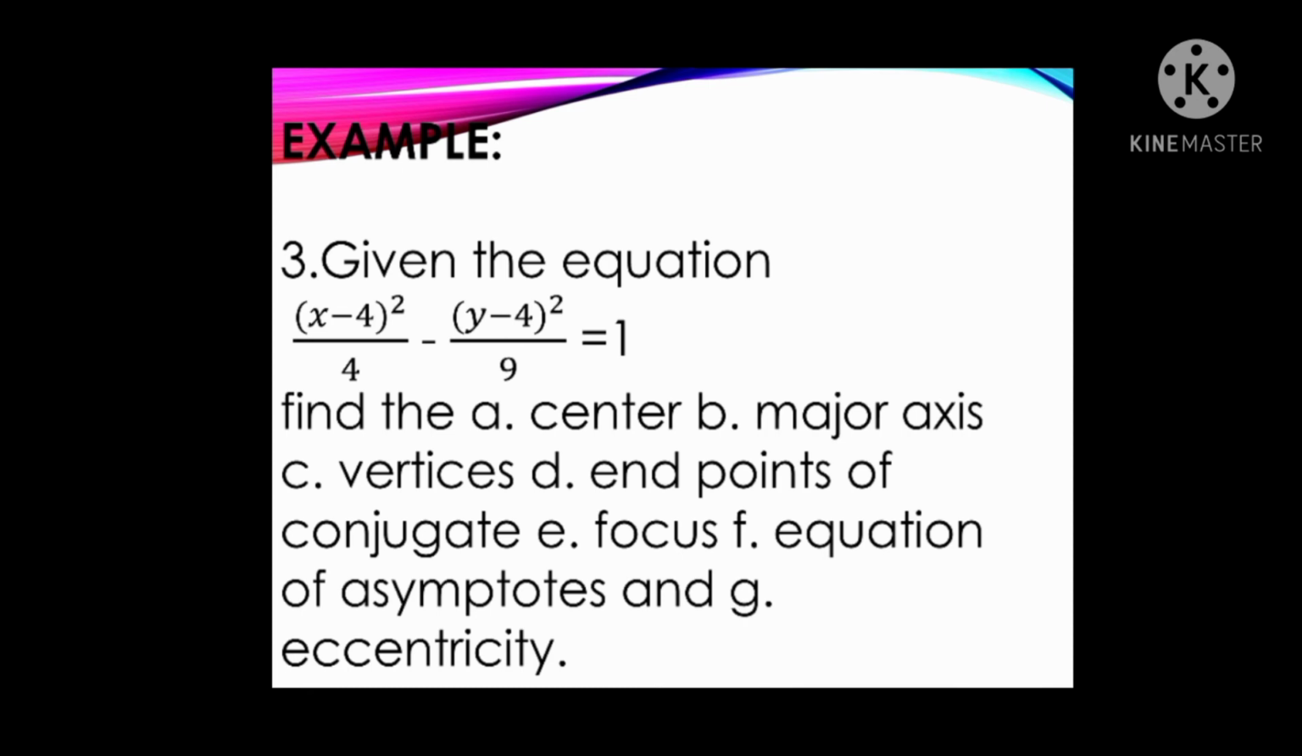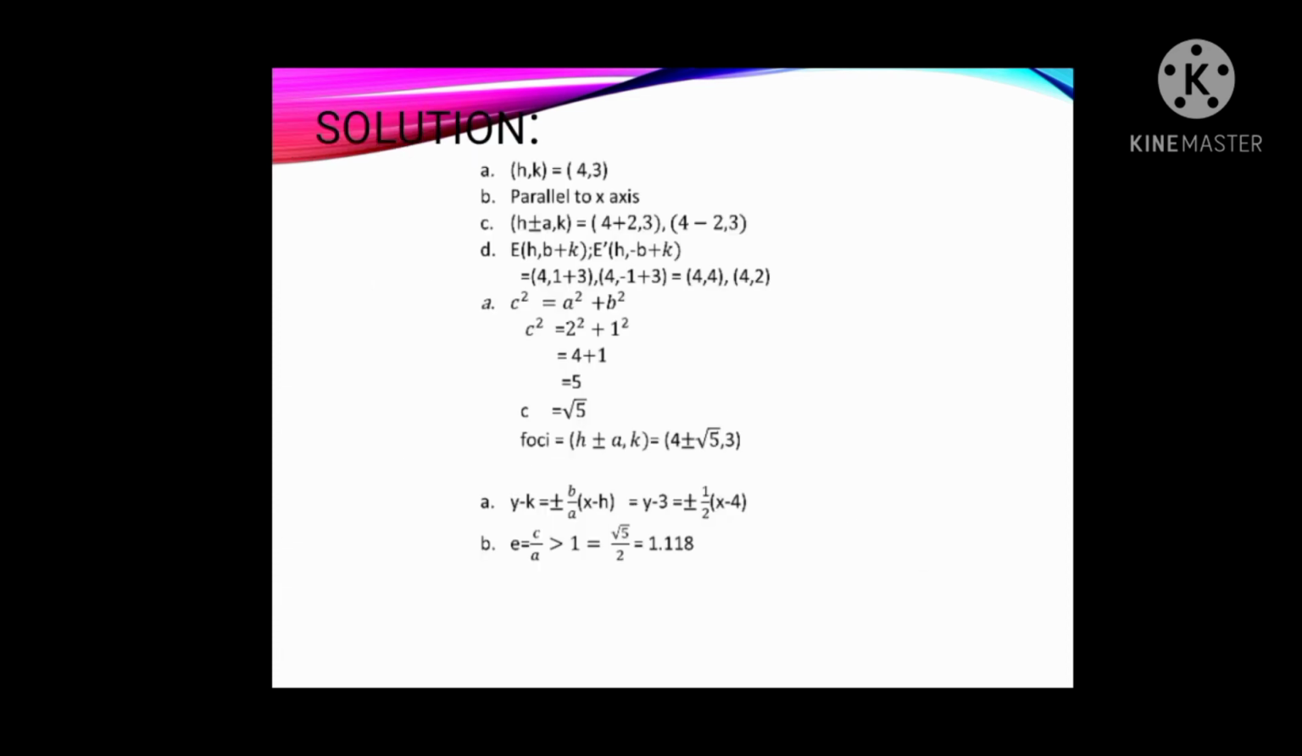Same as before, we need to find the center, the major axis, the vertices, endpoints of the conjugate axis, foci, equation of asymptotes, and eccentricity. So this is our solution. A is the center. Our center is h and k, which is 4 and 3. It is parallel to the x-axis. Next is the vertices: the quantity h plus positive negative a, comma k, is equal to 4 plus 2, comma 3, and 4 minus 2, comma 3.